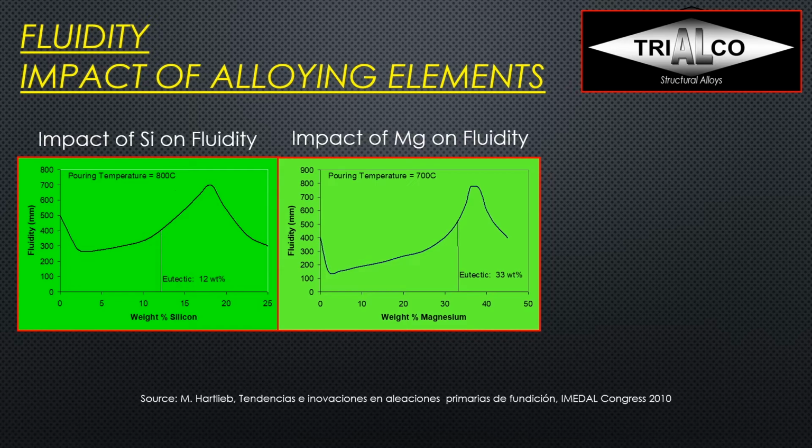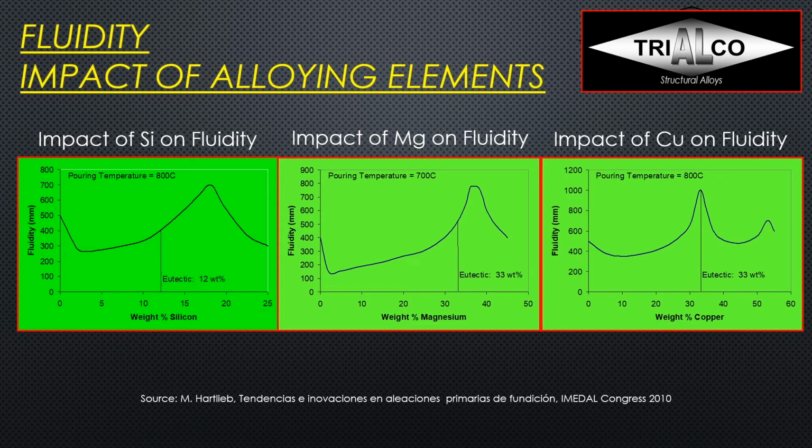If you look at magnesium, I see a very similar effect. First, if I add some magnesium, my fluidity goes down very quickly. If I wanted to go up to the eutectic point, I would have to add 33%. So I would not have an alloy anymore. I would have some kind of mischmetal then. And if I wanted to get optimum fluidity, I would have to go to almost 40%. So nobody does that really.